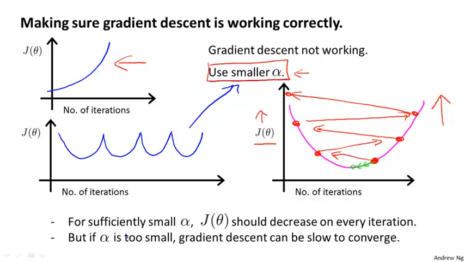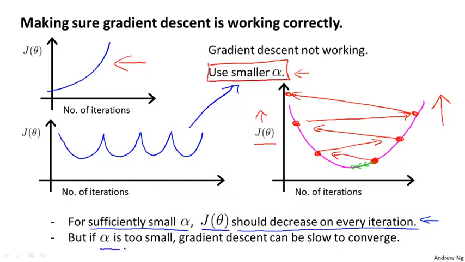I'm not going to prove it here, but under mild assumptions about the cost function J, which does hold true for linear regression, you can show, or mathematicians have shown, that if your learning rate alpha is small enough, then J of theta should decrease on every single iteration. So if this doesn't happen, it probably means alpha is too big and you should set it smaller.